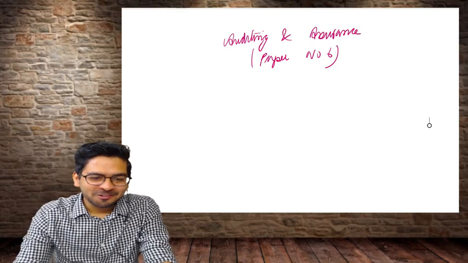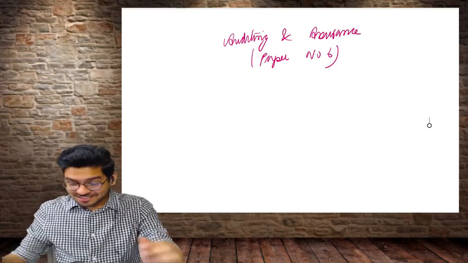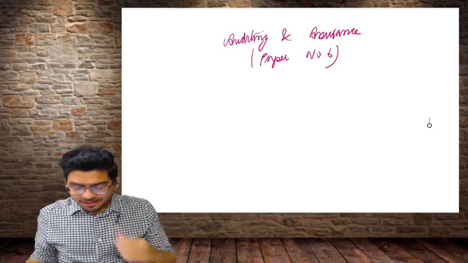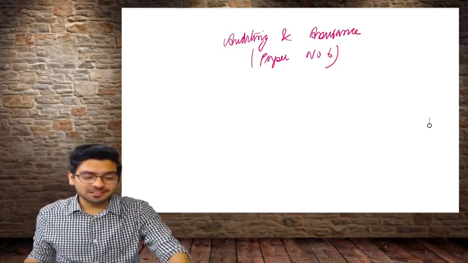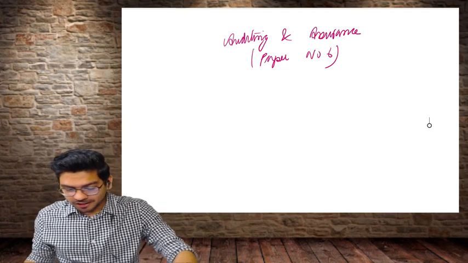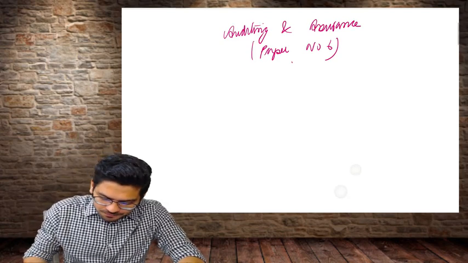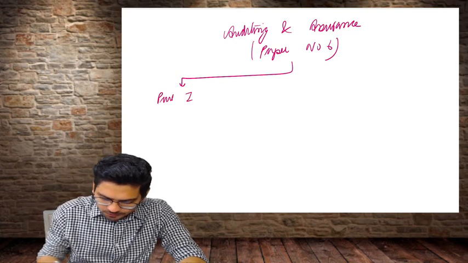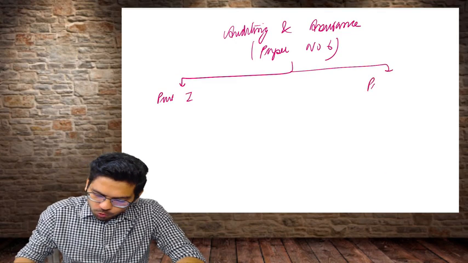So now, finally, let us start with auditing and assurance. This is paper number 6. Before we start, let me discuss the pattern of the questions that is actually asked in the exam. In this subject, I hope all of you are aware that we have two parts. The questions will be asked in two parts.